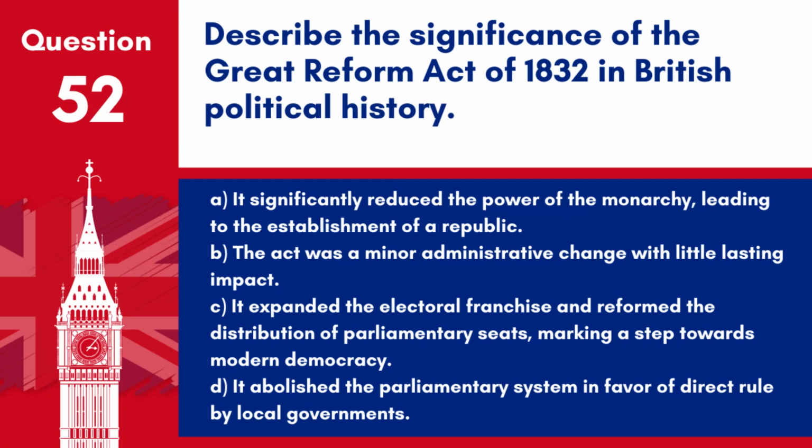It abolished the parliamentary system in favor of direct rule by local governments. Answer. C. It expanded the electoral franchise and reformed the distribution of parliamentary seats, marking a step towards modern democracy. The Great Reform Act of 1832 was a landmark piece of legislation that began the process of reforming the UK's electoral system, making it more representative.